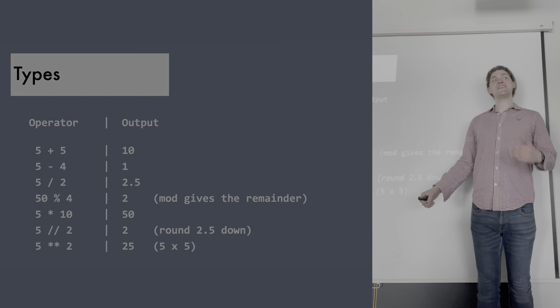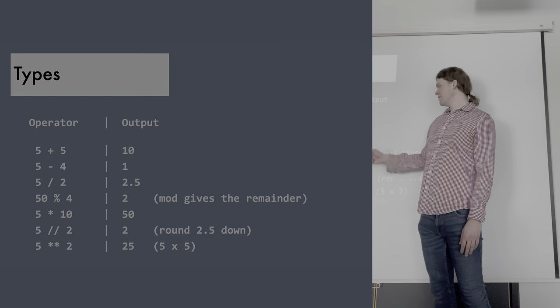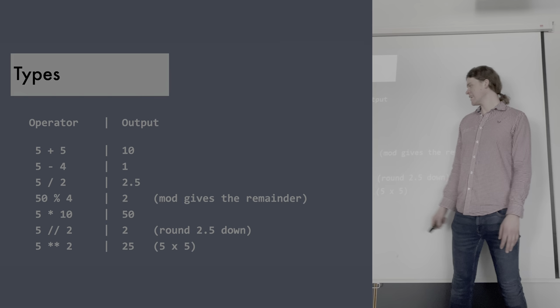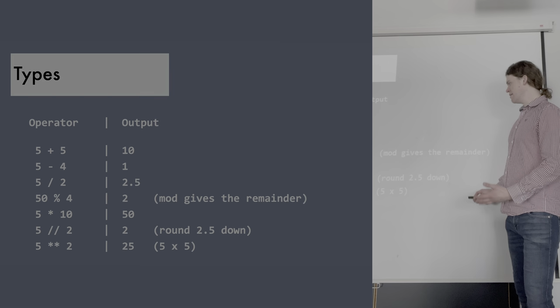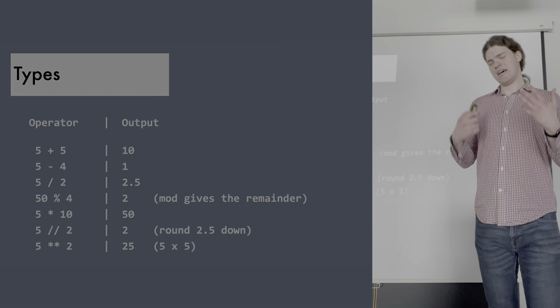remainder. If you wanted the whole number, I suppose you'd have to work out the literal division and take that using floor division, or just cut it off, convert it to an integer, I suppose, which would give you that whole number of times. And then finally, as we established, 5 asterisk asterisk 2 is the power of, 25 in this case.